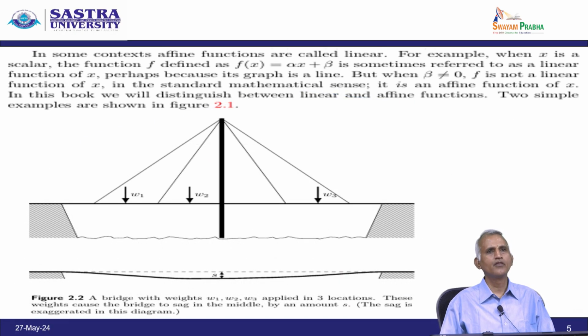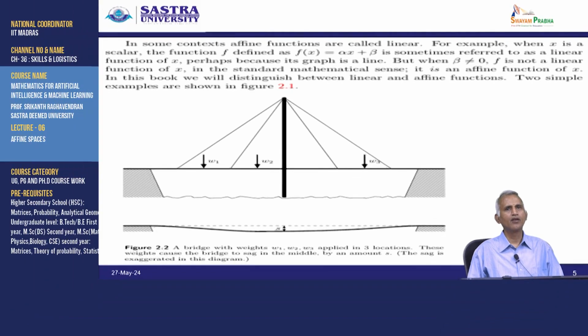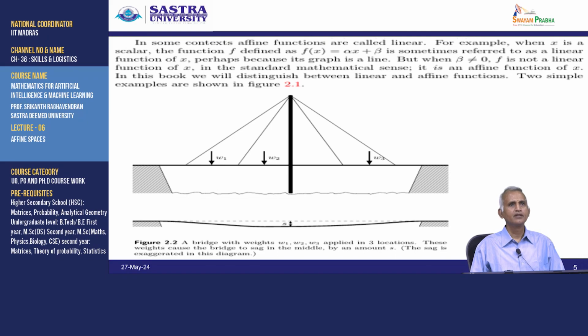Now, let us go with one example. In some contexts, affine functions are called linear. For example, when x is a scalar, the function f defined as f of x equal to alpha x plus beta is sometimes referred to as a linear function of x, perhaps because its graph is a line.